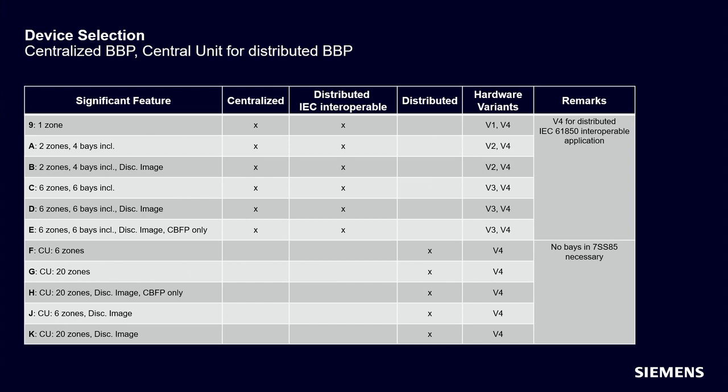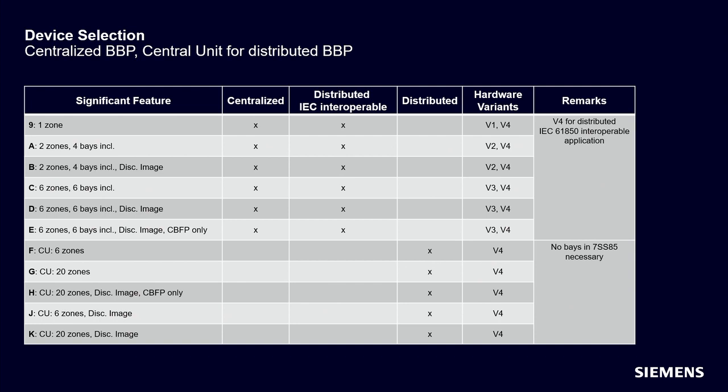We have A, 2 zones, 2 independent single buses, and we have B, which has also 2 zones, but it has a disconnector image. This means with significant feature B, we can deal also with one double bus. And then we have the C, which is also without disconnector image. So this means 6 independent single buses.